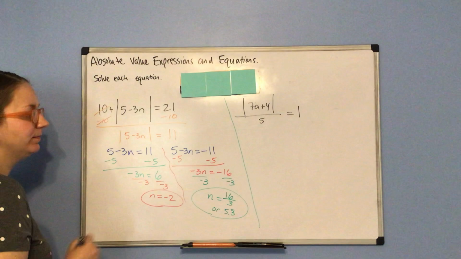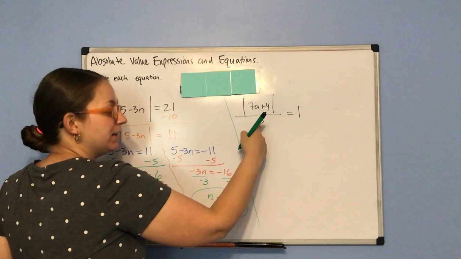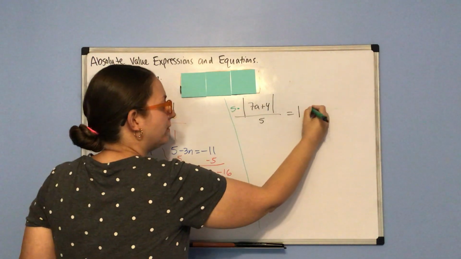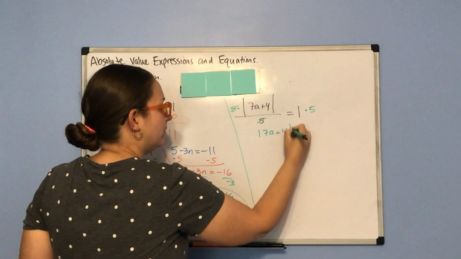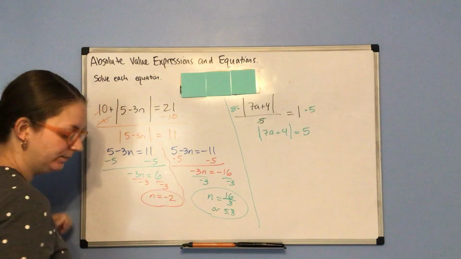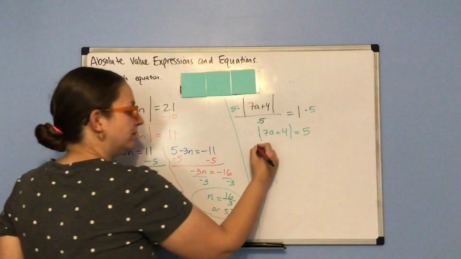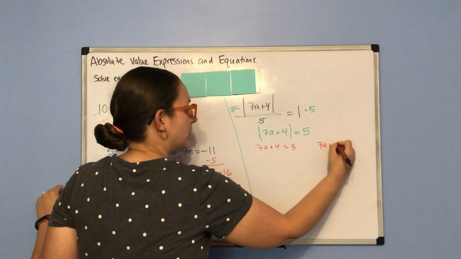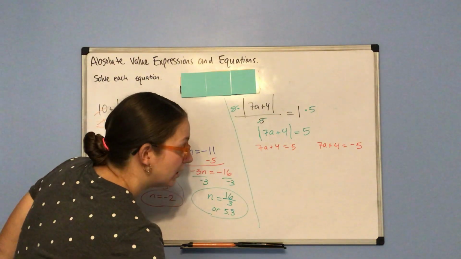One last one. So everything over here in the absolute value bars is getting divided by 5. To undo divided by 5, I multiply by 5. So I get absolute value stuff, make my bars a little bigger here, 1 times 5 is 5. Now I need to make that into two equations. Remember, for the second equation, just make that a negative 5. And now we solve them both.